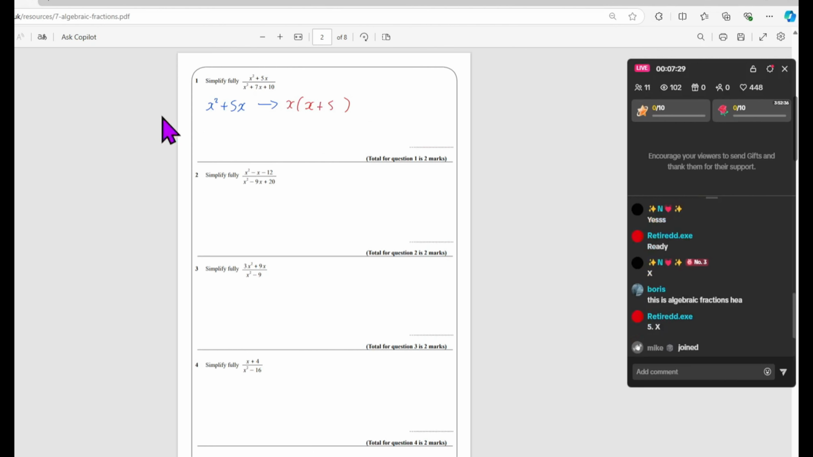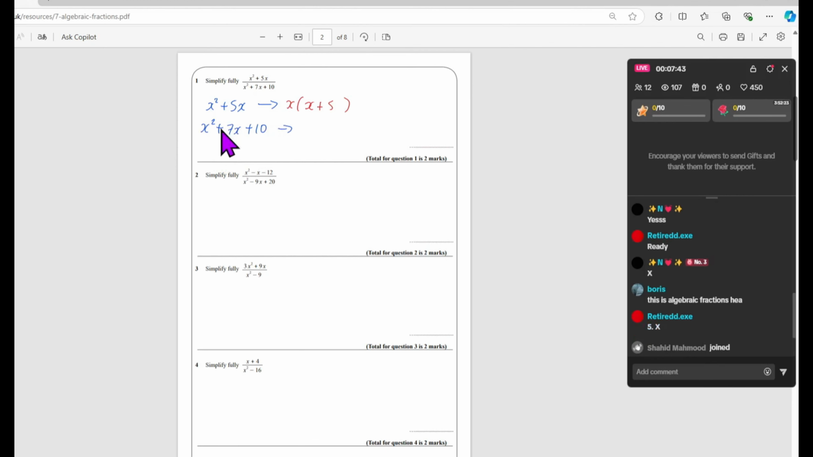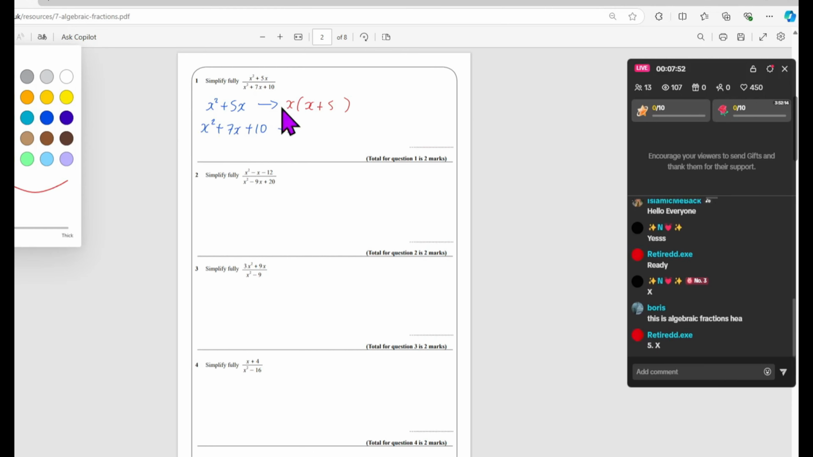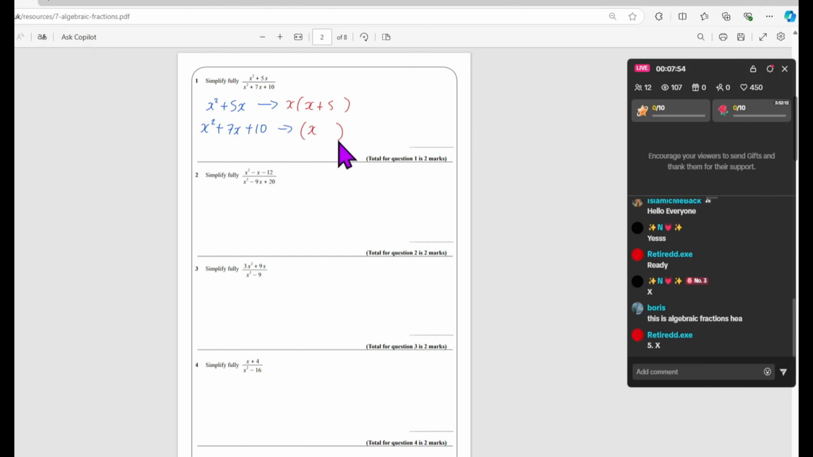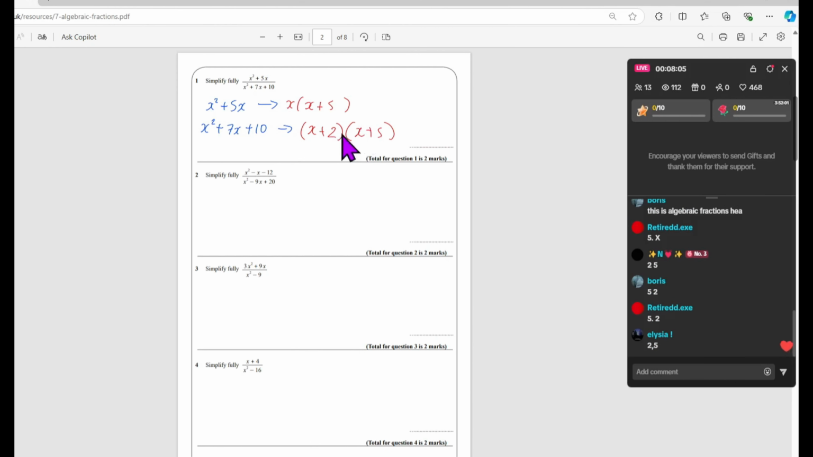Factorized. Now we're going to do the same with the denominator. So we have x squared plus 7x plus 10. As you can see, it's going to be double brackets, because I have a 7x over here and a 10. Can someone tell me what two numbers multiply to get 10 but add to get 7? Yes, 2 and 5. So the missing numbers will be 2 and 5. This is going to be our factorized denominator.